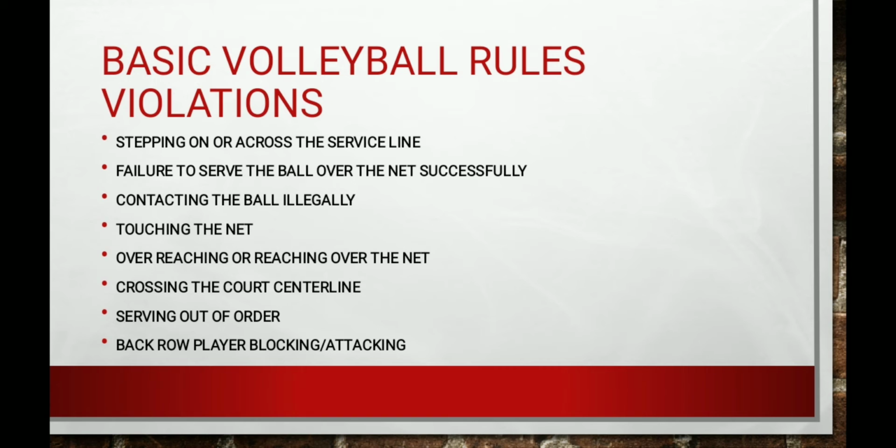Next, reaching over the net. When blocking a ball coming from the opponent's court, contacting the ball when reaching over the net is a violation if both your opponent hasn't used 3 contacts and they have a player there to make a play on the ball. When attacking a ball coming from the opponent's court, contacting the ball when reaching over the net is a violation if the ball hasn't yet broken the vertical plane of the net.